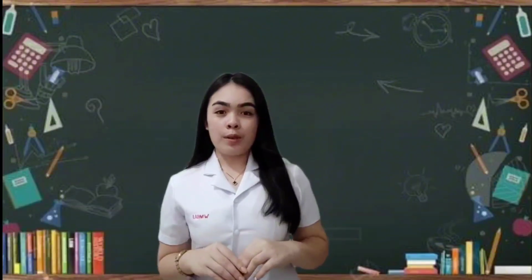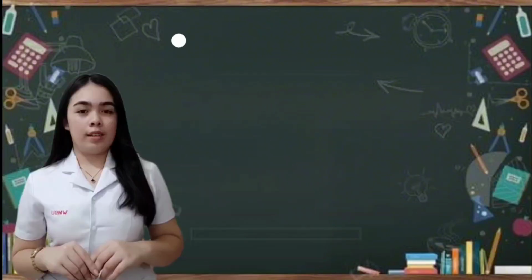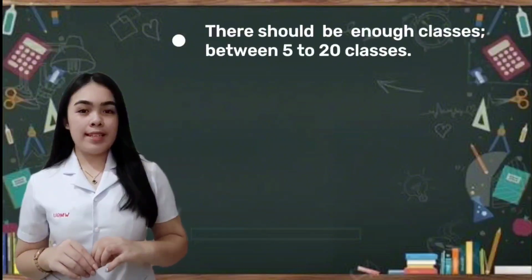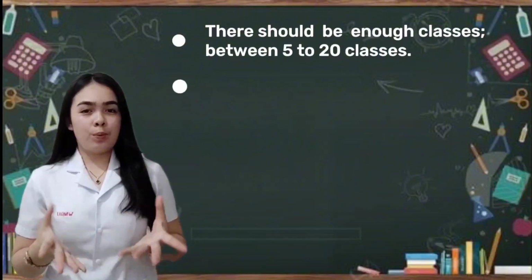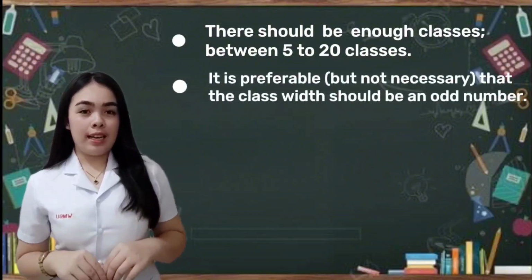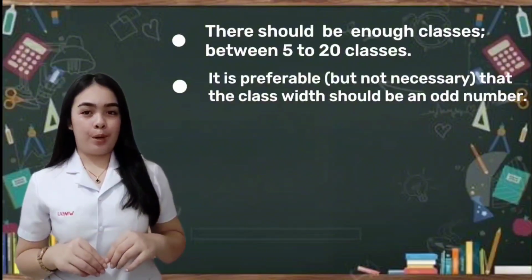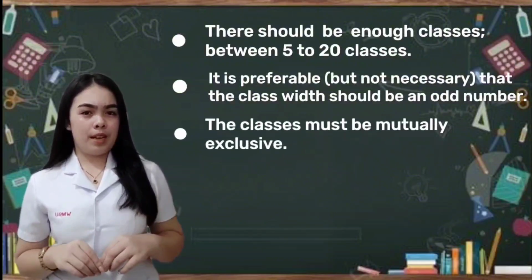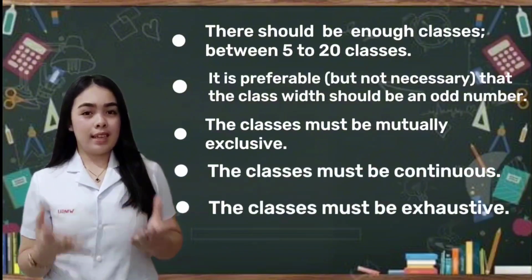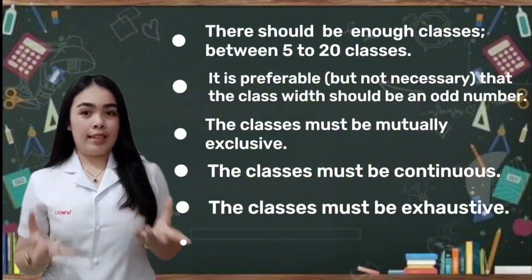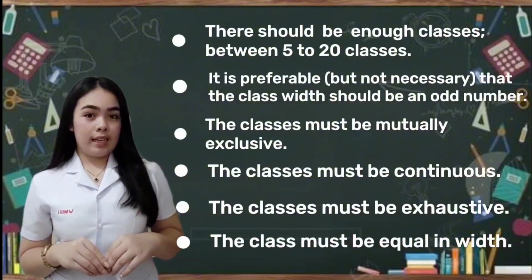There are guidelines for constructing a frequency distribution. First, there should be enough classes, between 5 to 30 classes. Next, it is preferable, but not necessary, that the class width be an odd number. The classes must be mutually exclusive. The classes must be continuous. The classes must be exhaustive, and the classes must be equal in width.